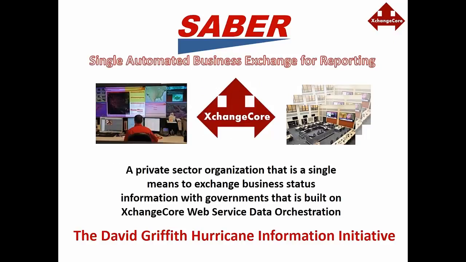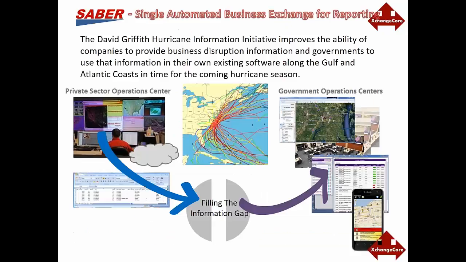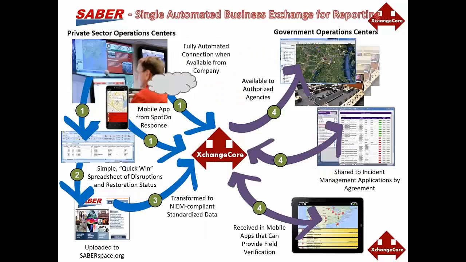So our next meeting was to announce the 2016 David Griffith Hurricane Information Initiative, which is a joint activity between XchangeCore and SABRE to focus on hurricanes as a problem area. You've probably seen this before. All those hurricanes come up the coast. Private sector operation centers, gap, government operation centers, and that gap is one in which XchangeCore fills the gap.